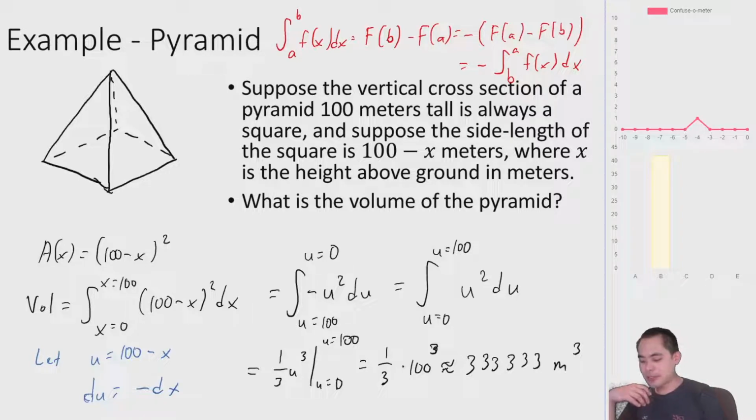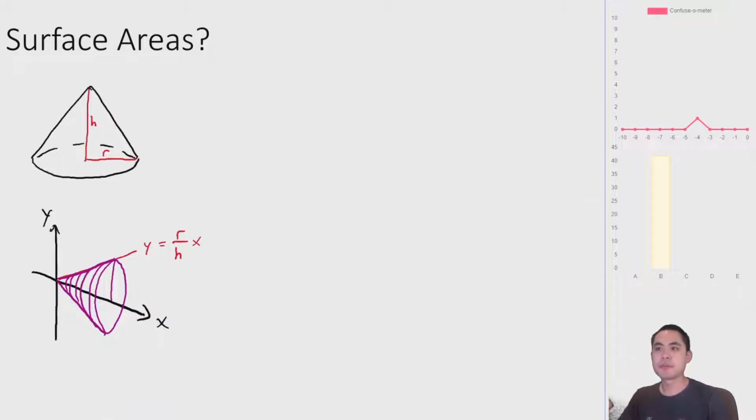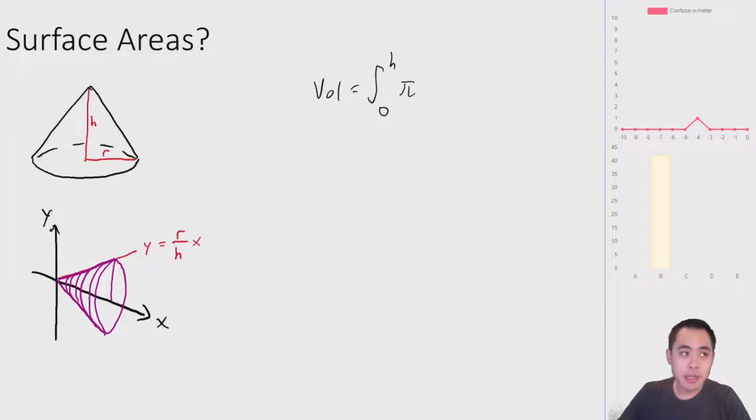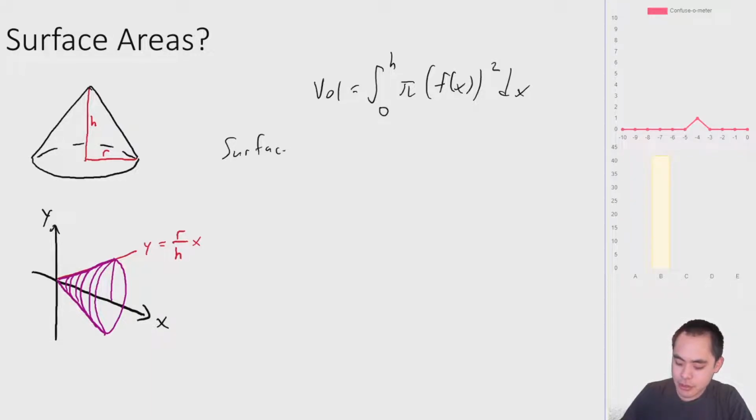What about something like surface area? Okay, so we knew how to get the volume of this cylinder. What about the surface area, not including the base? So remember, we had a volume which was equal to the integral from 0 to h of pi times f of x squared dx. So what about surface area? Surface area, not including base.